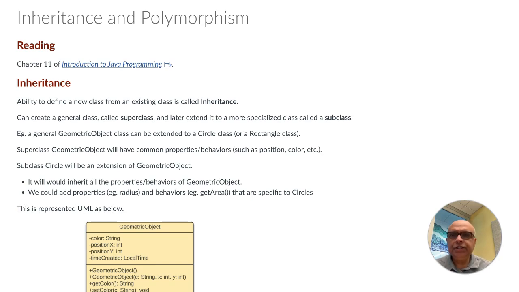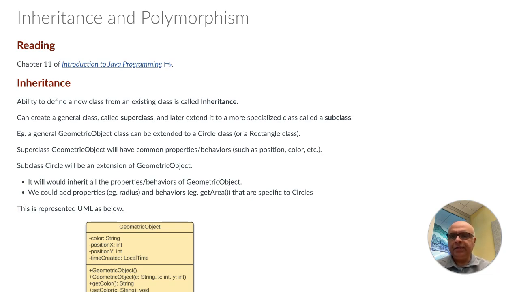In this lesson, we'll continue talking about object-oriented programming, specifically inheritance and polymorphism. Inheritance is the ability to define a new class from an existing class. The existing class, the most general class, is called the superclass, and it is extended to be more specialized, and then it's called a subclass. So superclass and subclass are two terms that we should get to know.